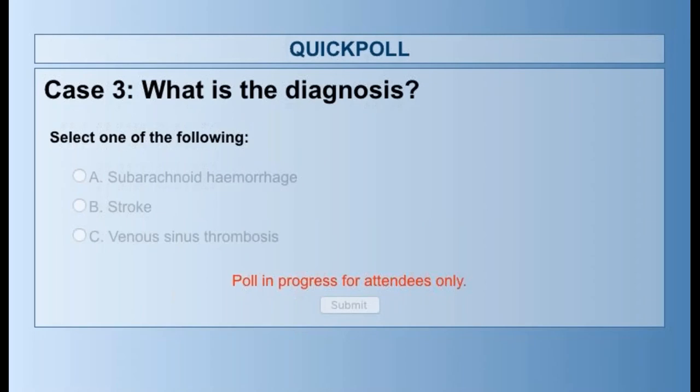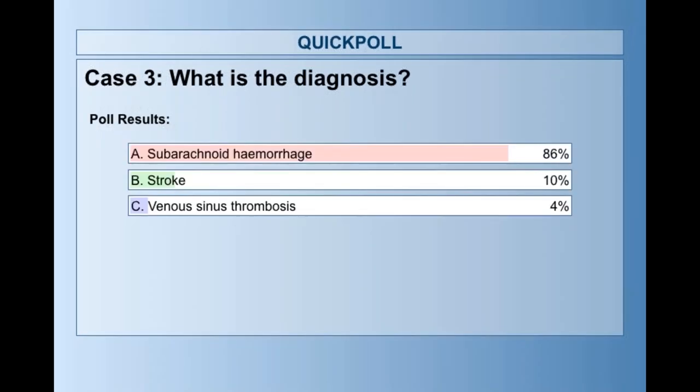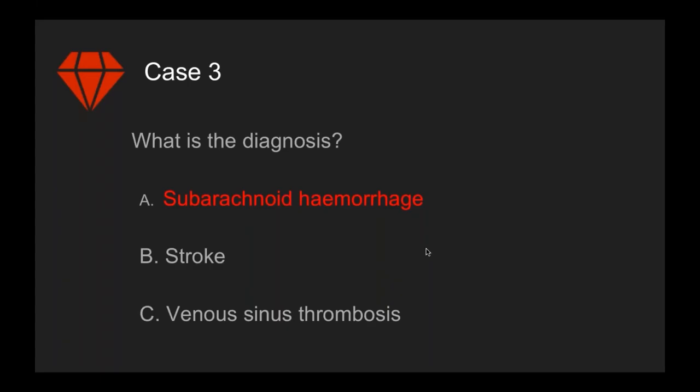Like I say, this one is a little bit tricky, but it's an important case. Okay, excellent. So most of you, again, have got the correct answer, which is subarachnoid hemorrhage. Few of you thought it was a stroke, and very few thought it was a venous sinus thrombosis. So the correct answer was subarachnoid hemorrhage.